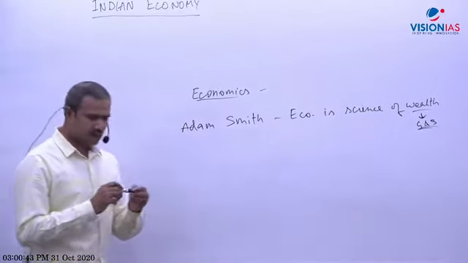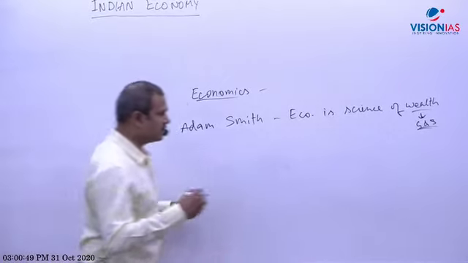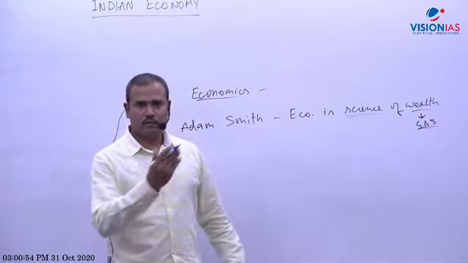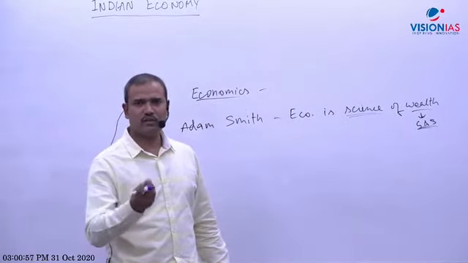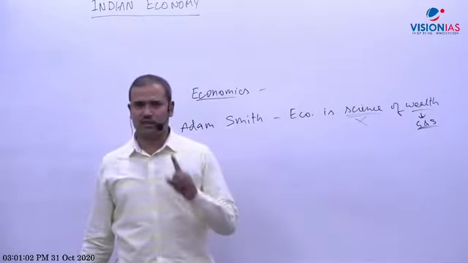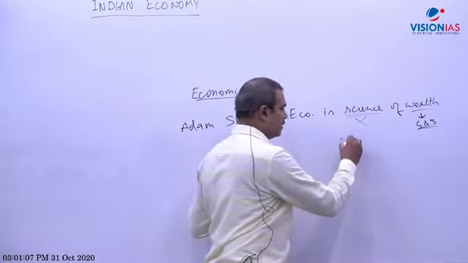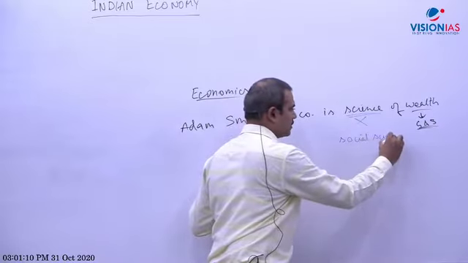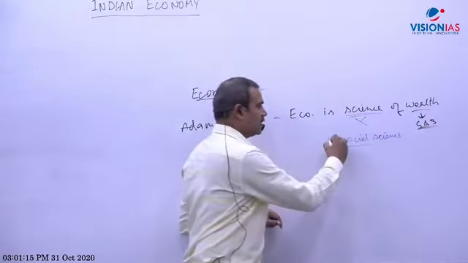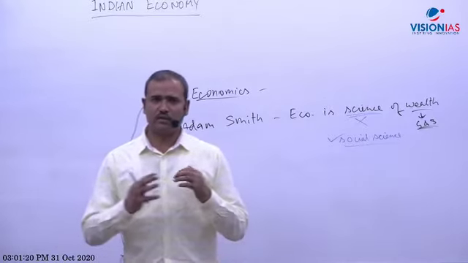Now the question is, do you think economics is really a science? Yes or no? Can you give me the answer? Is it science? Yes or no? So please respond, Y for yes and N for no. The answer is no. Economics is not a science. Actually, economics is a social science. Okay, he has used the word science, but actually it is not science, it is social science. Why? Because it deals with human behavior, and that is why it is a social science.